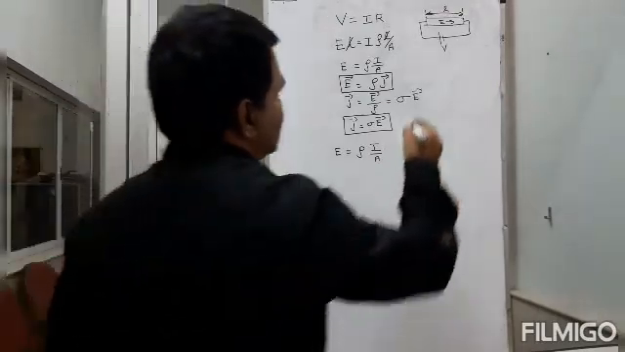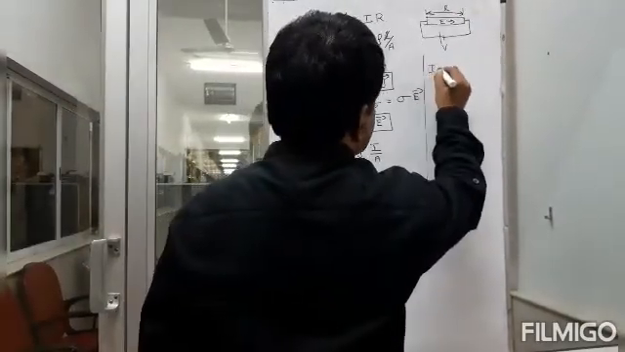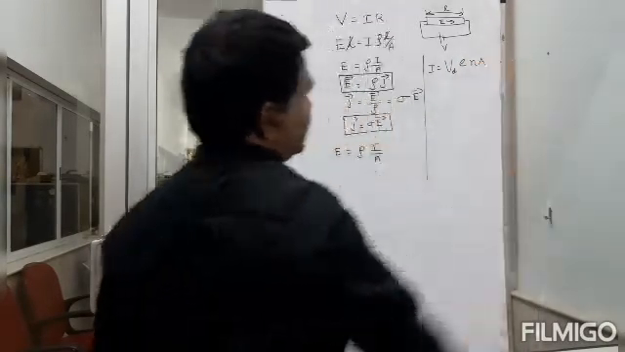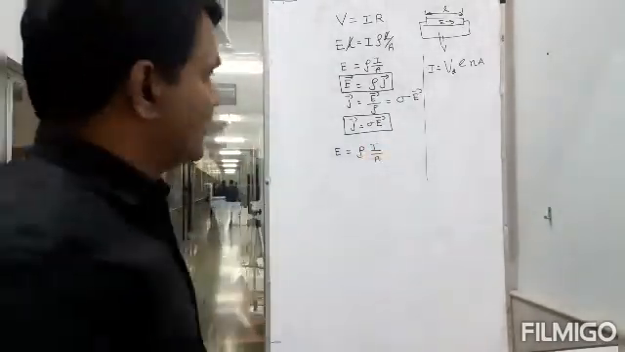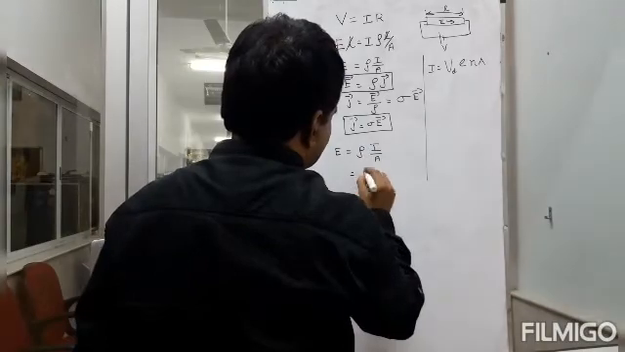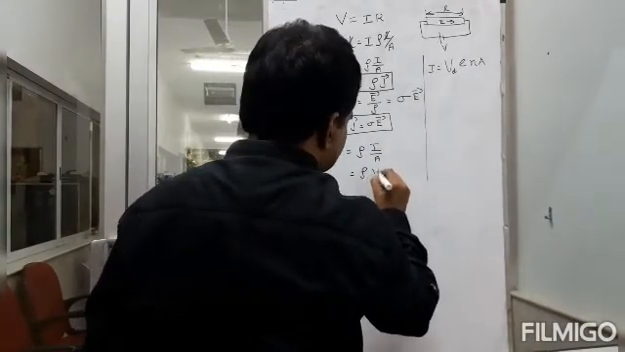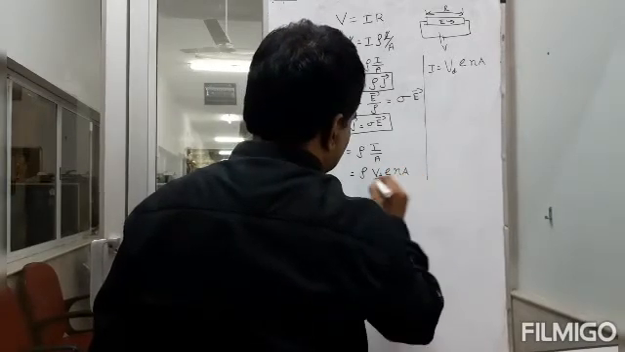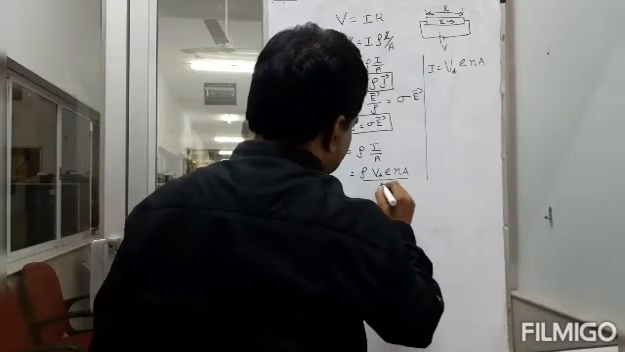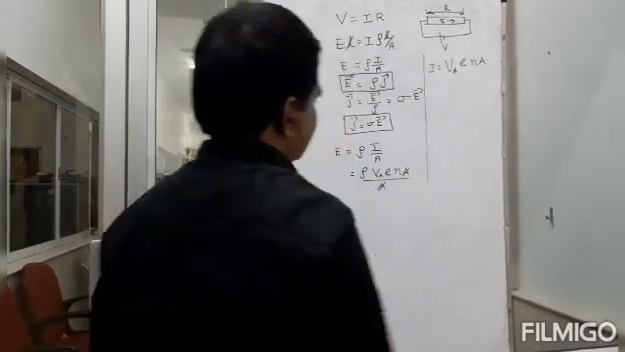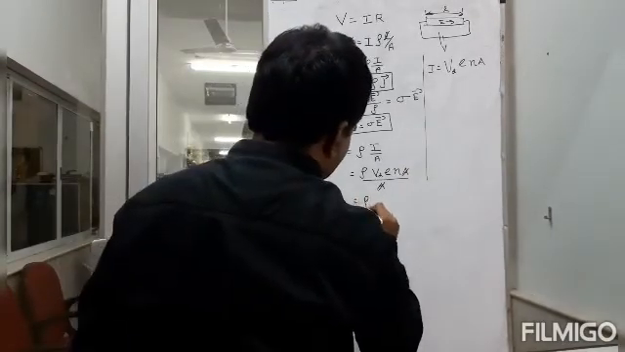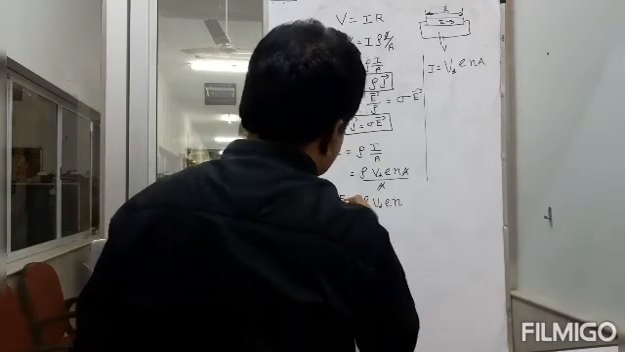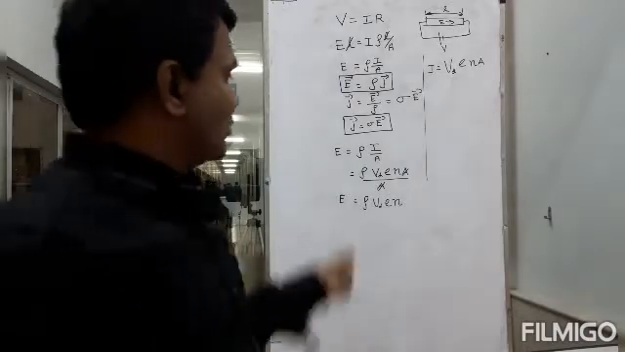But what is I? I is equal to n e v_d A. We just derived it, so let me put it there. So this is equal to rho into v, the drift velocity of the electrons, e n A divided by A. This and this will cancel. So what did I get here? I got rho v_d e n equal to E. Okay, I'm not going to stop with it.